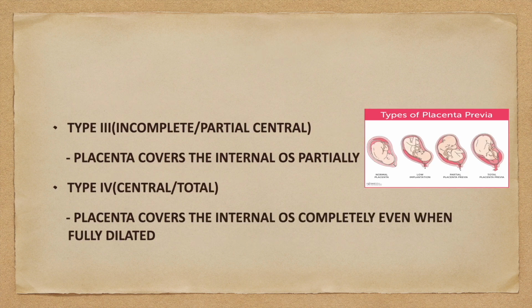Type 3, incomplete or partial central. Here, the placenta covers the internal os partially. Type 4, central or total. Here, the placenta covers the internal os completely even when the cervix is fully dilated.